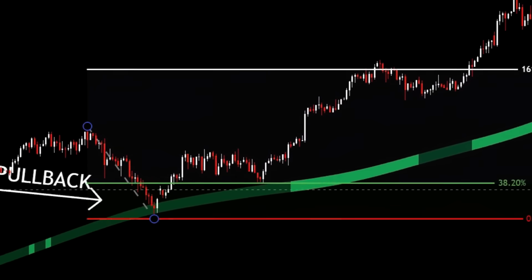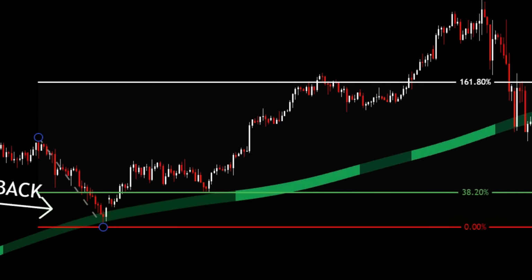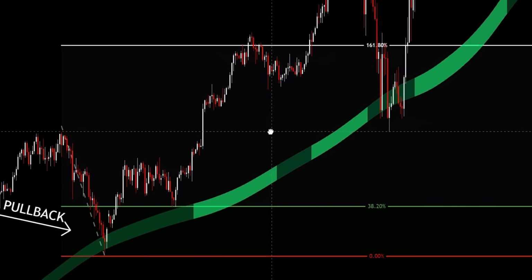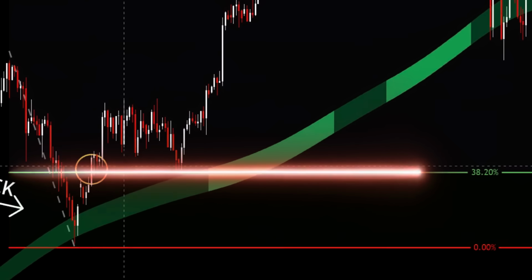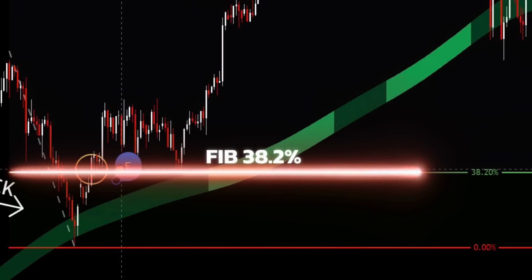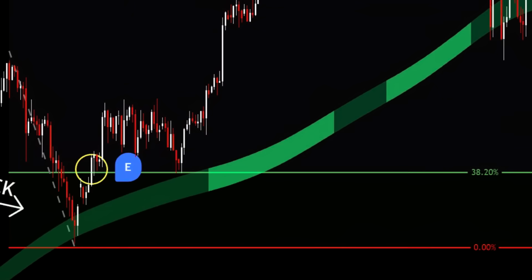Now I'm watching one thing. Does price react around that 0.382 level? If it does, that's my green light. That's my entry right there. My stop goes just below the 0 level, below where that pullback bottomed.